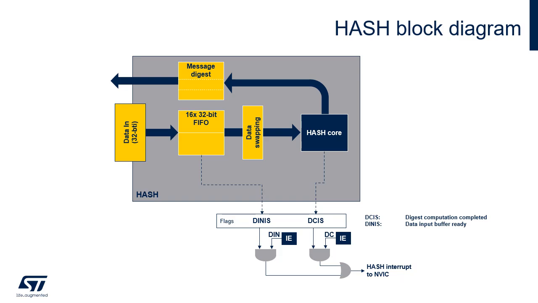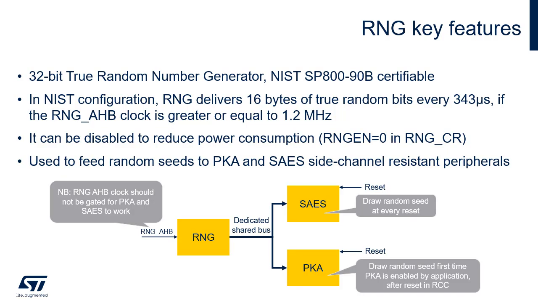The RNG peripheral is based on continuous analog noise that provides a random 32-bit value. It's NIST SP800-90B certifiable with a guaranteed entropy of 128 bits. In this configuration, RNG delivers 16 bytes of true random bits as indicated. The data ready flag is set in the status register when a set of new random data is ready and validated. It must always be used.